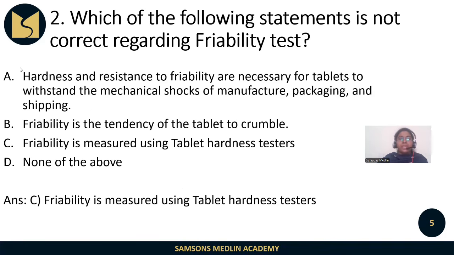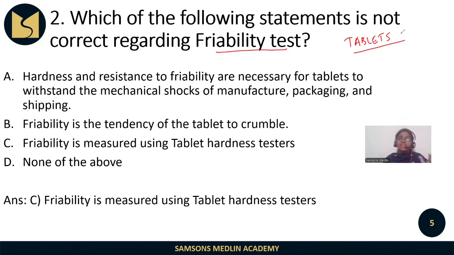Now let us review this question. The question is about the friability test. We know that it is one of the quality control tests for tablets, right? Once a tablet is formulated, we make it undergo a lot of QC tests: hardness, friability, content uniformity, disintegration, dissolution. These are the different types of quality control tests which are done for tablets.